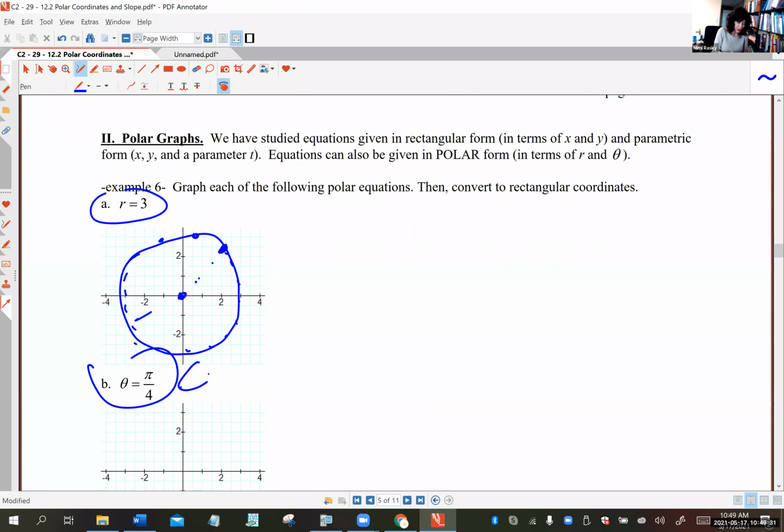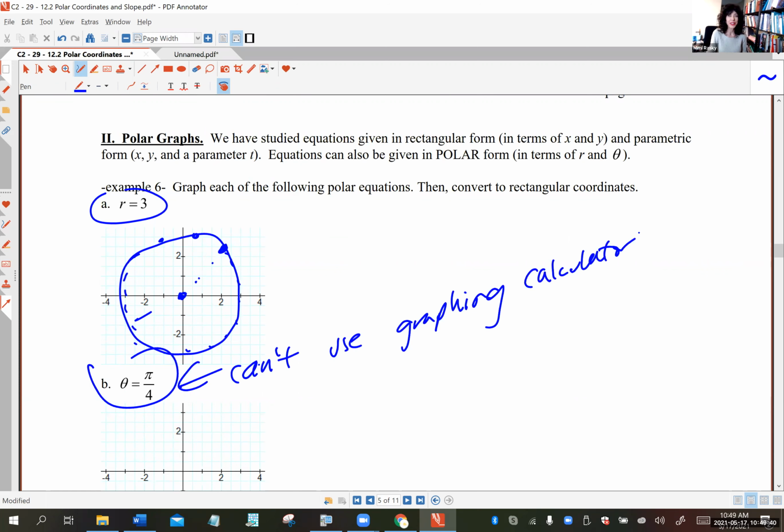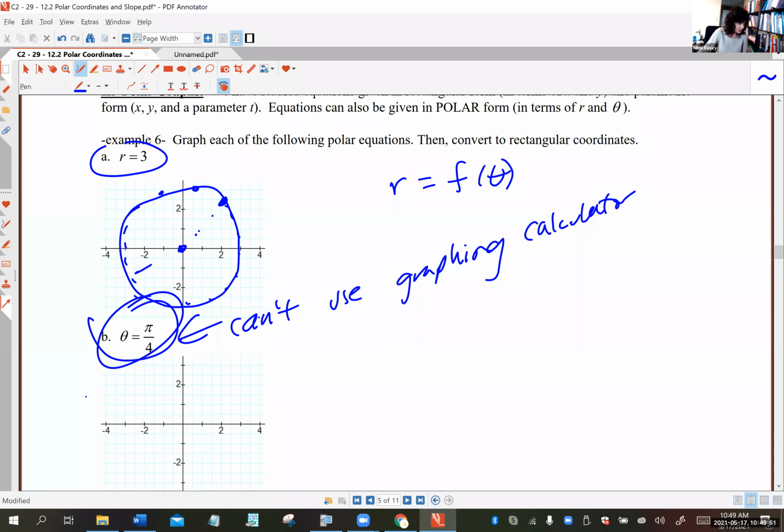This one, you cannot use your graphing calculator. Well, why not? You just told us we can use our graphing calculator to graph polar. I lied. The only equations you can graph have to be written as r equals some function of theta, and this is not. Well, then how are we going to graph it? Well, this is kind of cheesy.